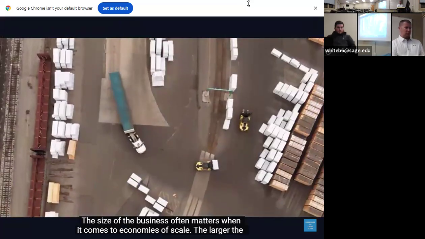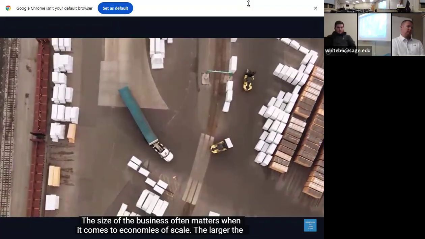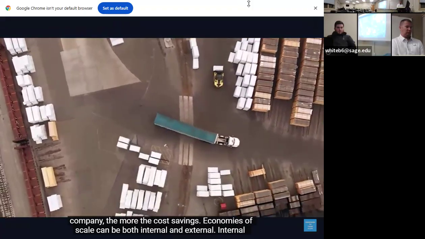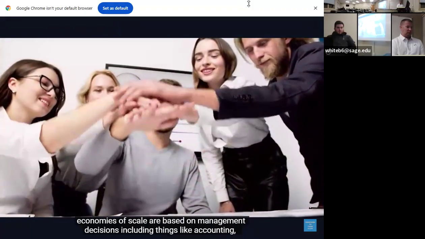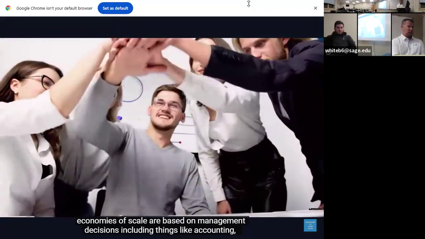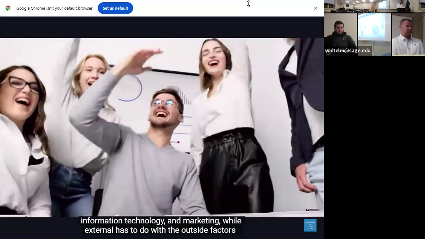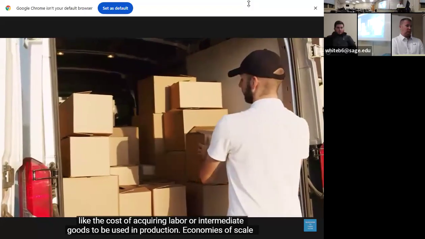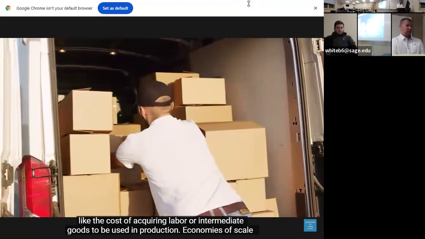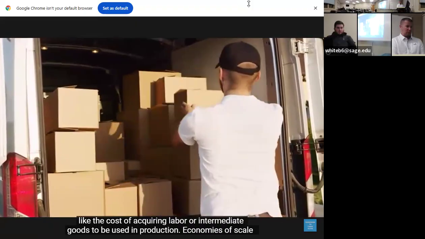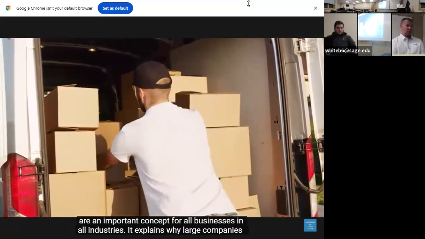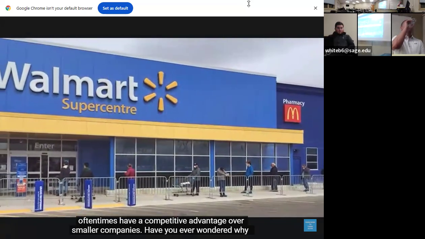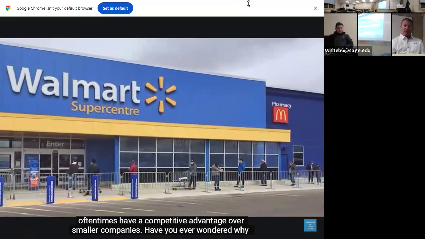The size of the business often matters when it comes to economies of scale. The larger the company, the more the cost savings. Economies of scale can be both internal and external. Internal economies of scale are based on management decisions, including things like accounting, information technology, and marketing, while external has to do with the outside factors like the cost of acquiring labor or intermediate goods to be used in production. Economies of scale are an important concept for all businesses and all industries. It explains why large companies oftentimes have a competitive advantage over smaller companies.